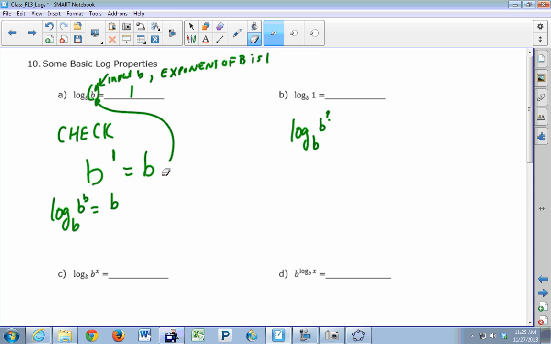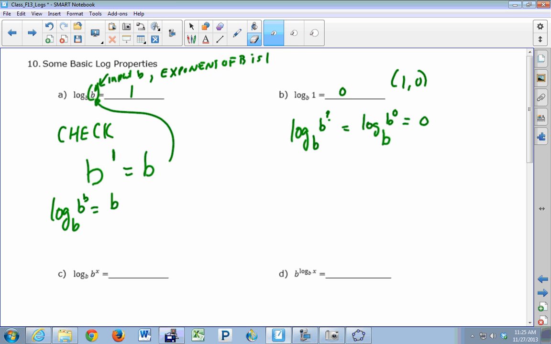Your favorite, right? Log base B of B to the 0. So you lift off your exponent, you get 0. Notice what point this would be on your log function. This is the point (1, 0). That's your x-intercept. Notice it's directly reflected across the y equals x line from (0, 1).